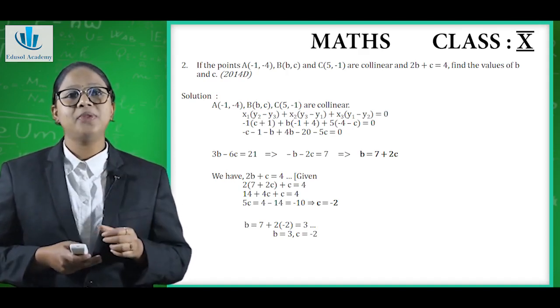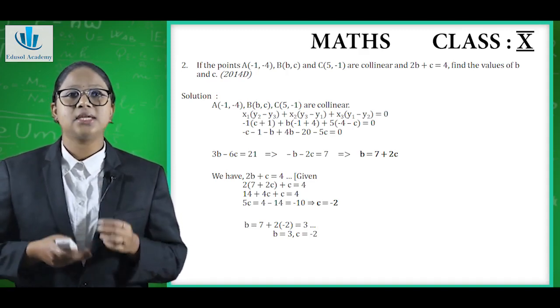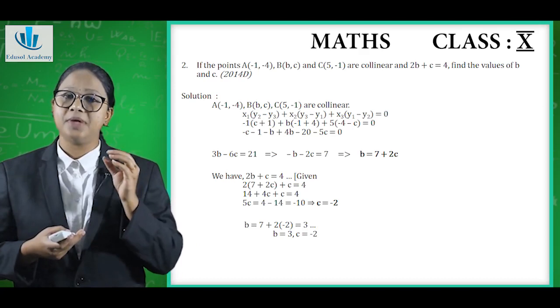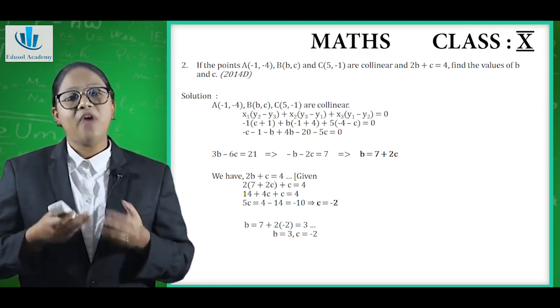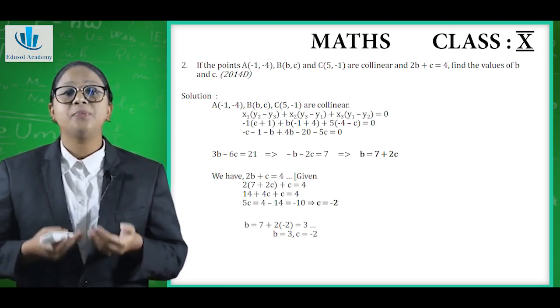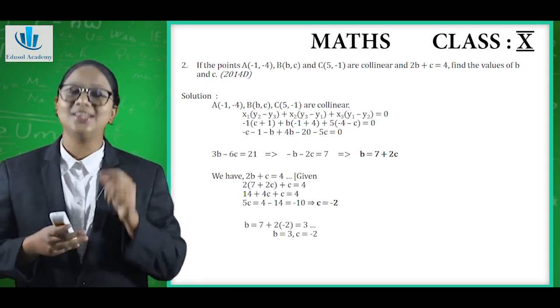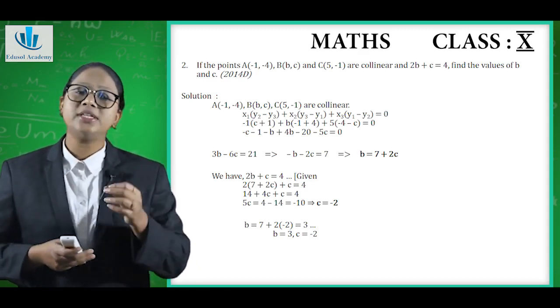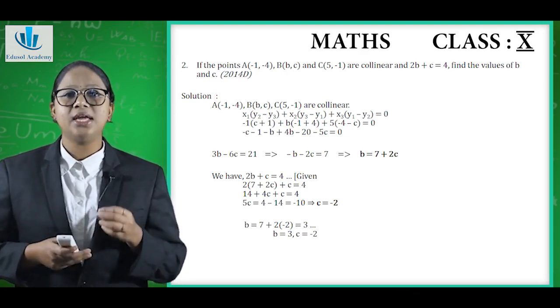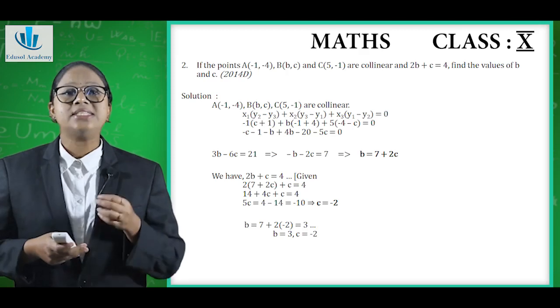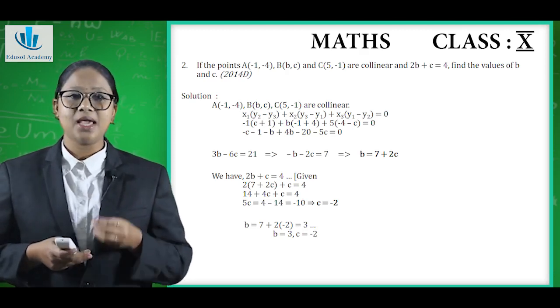So pay attention. Now we are given that the points A, B, C are collinear. When they are collinear, we know that the area of the triangle formed by those 3 points is 0. So we can directly equate it to 0 and we'll get a relation between b and c that b is equal to 7 plus 2c.